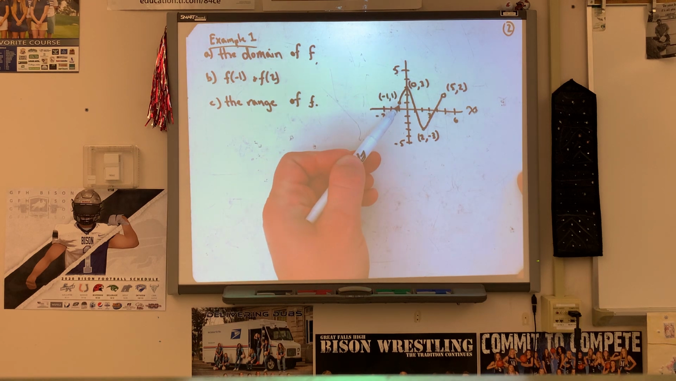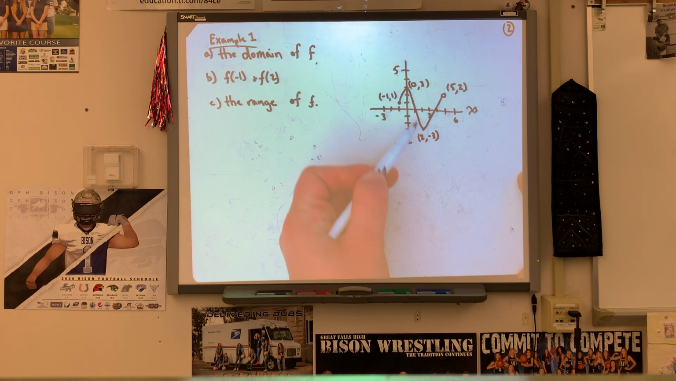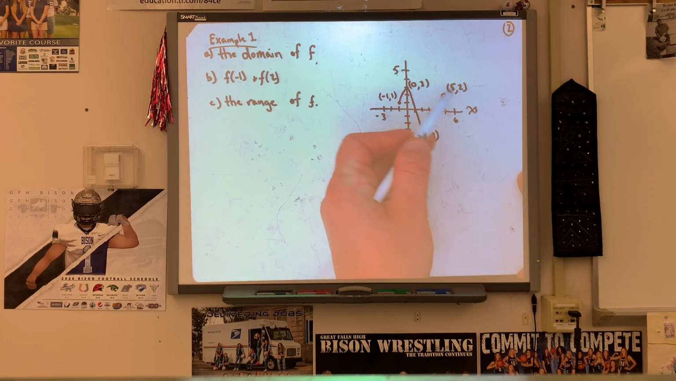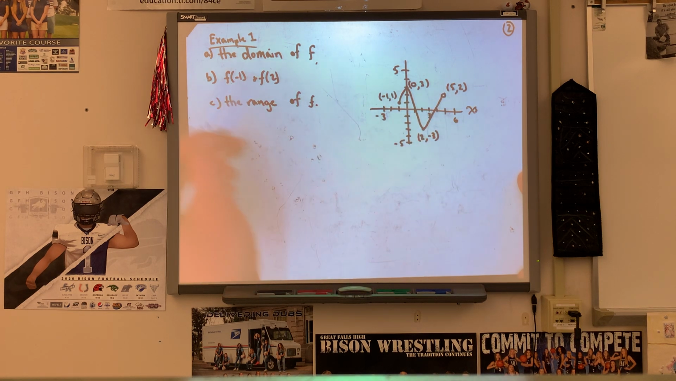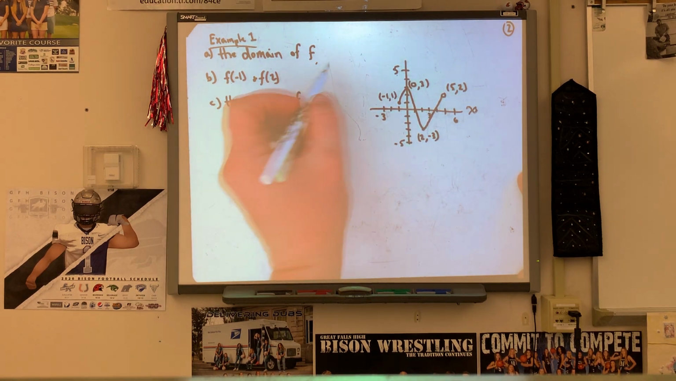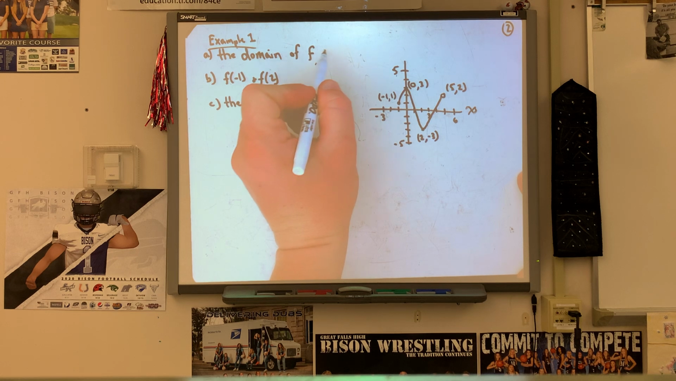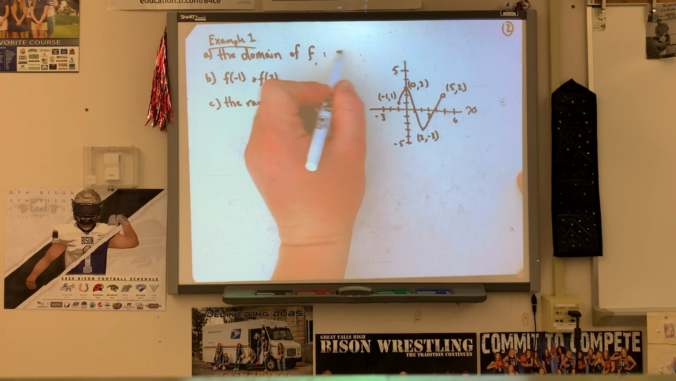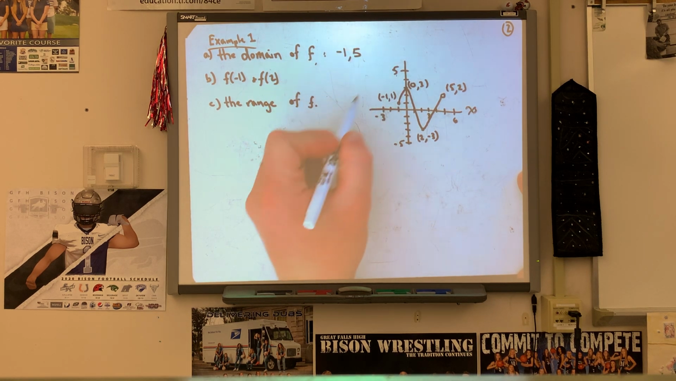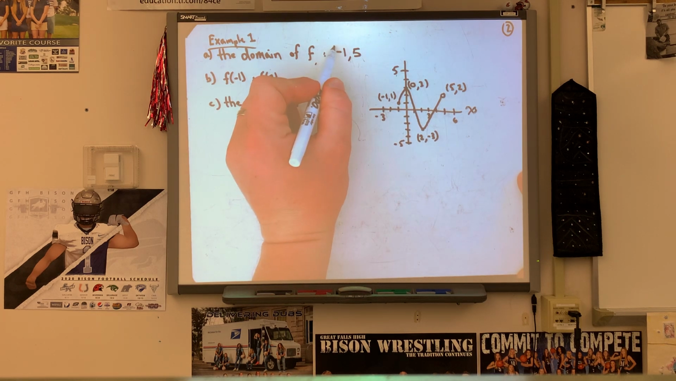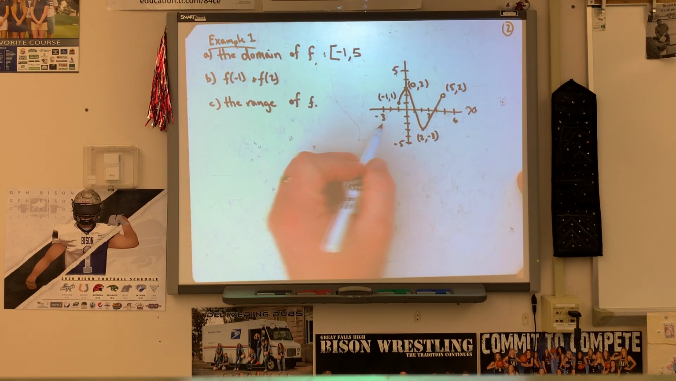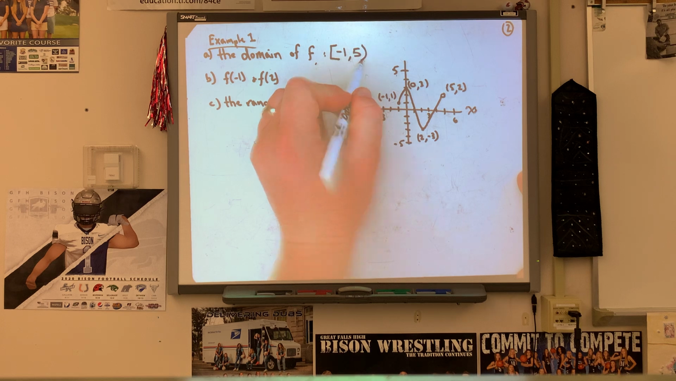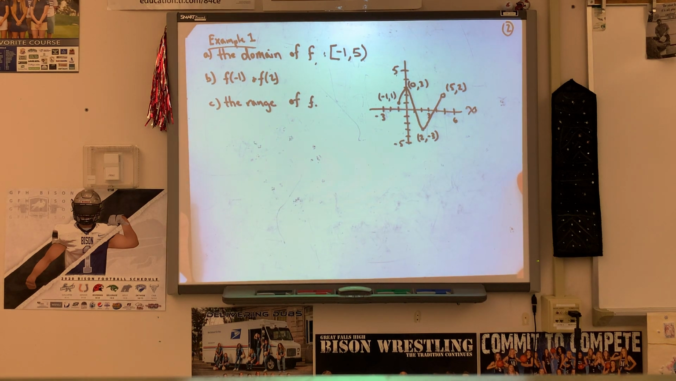So we started at -1, and we saw this continuous curve all the way to 5, but not including 5. So this is a great place to use interval notation. So the domain of f is -1 to 5. We said -1 is included, so we use one of those square brackets, and 5 is not, and so we use a parenthesis. So that would be our domain of that function.